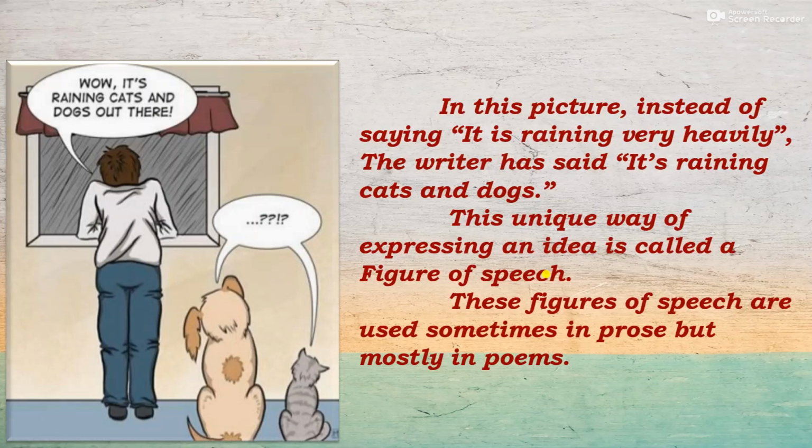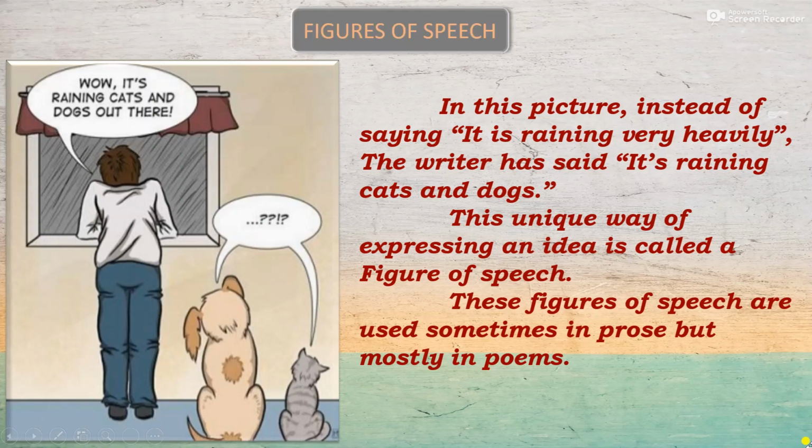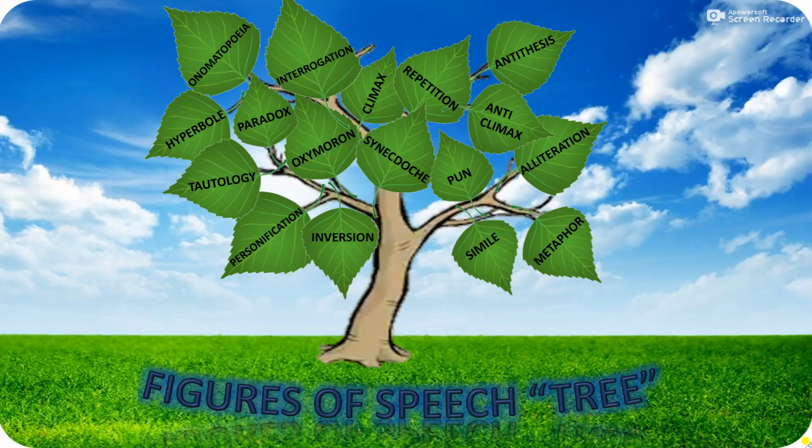In this picture, instead of saying it is raining very heavily, the writer has said it's raining cats and dogs. This is a unique way of expressing an idea, and this is called figures of speech. These figures of speech are used sometimes in prose but mostly in our poems.